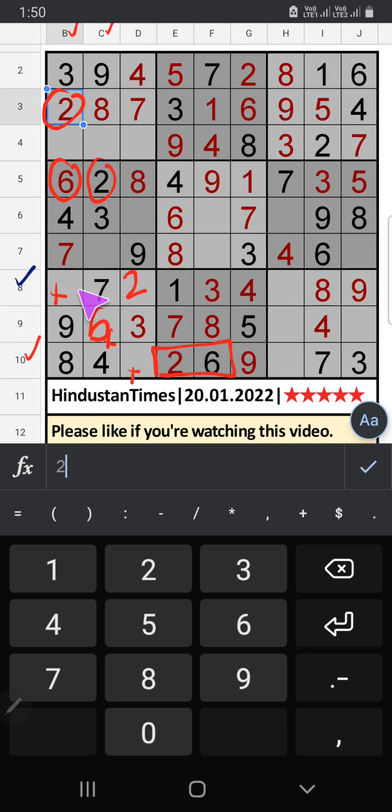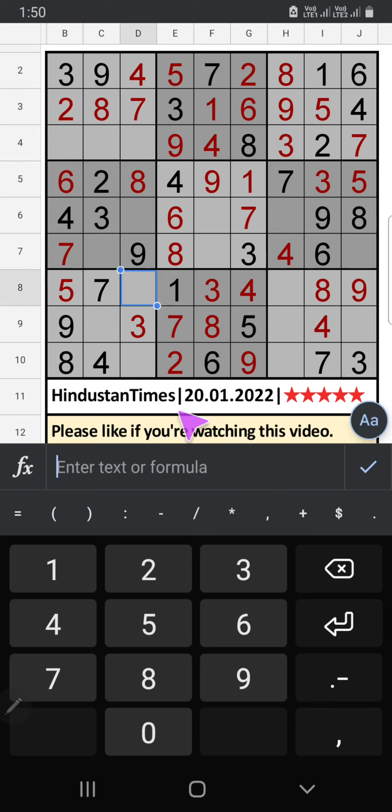8th row, 2 numbers are remaining, 5 and 6. Column B we have 6. So 6 can't come in this cell. 6 is confirmed here. Then 5 is here. In this grid, only 1 number is remaining, 1. 1 is confirmed here. 10th row, only 1 number is remaining, 5. 5 is confirmed here.